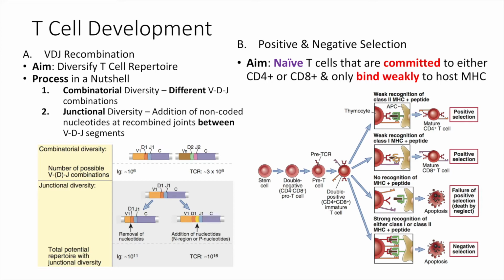So we have junctional diversity. This is where, in between the V, D, and J segments, there will be random addition of nucleotides. And this is random, so it means that there's really a huge repertoire of receptors that are being coded for.